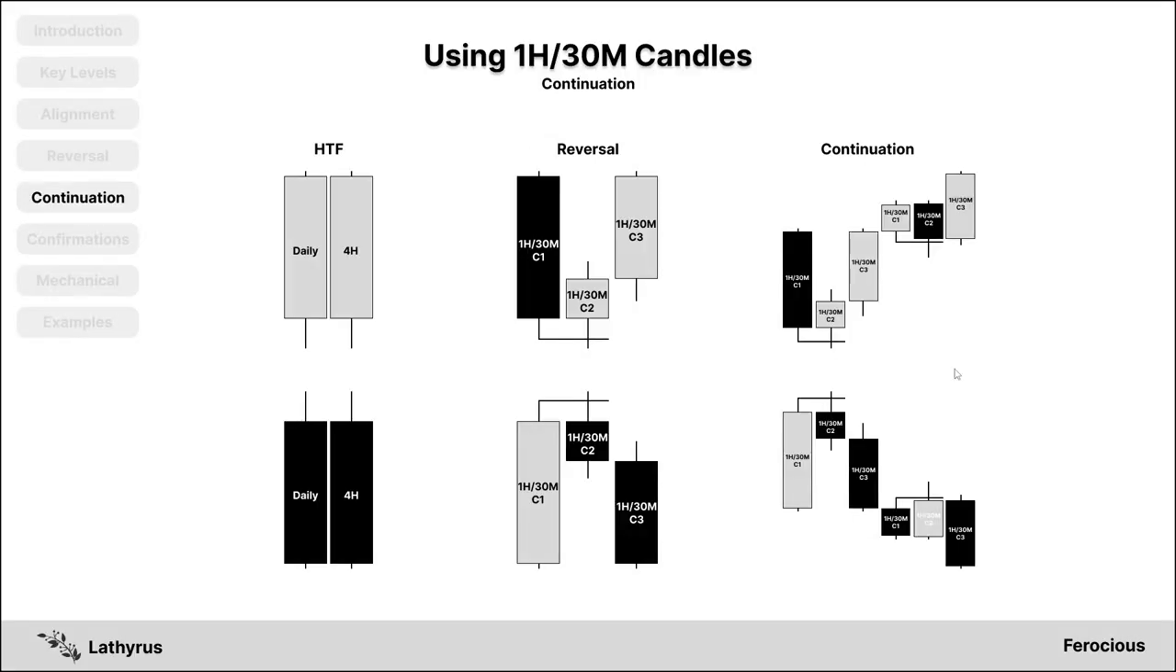So how do we actually engage in continuation trades? Once again, on the higher time frame, you want to be in an expansion candle on the daily and 4 hour. Same for shorts. We want to see a reversal form in this 4 hour wick, around the open or around the bottom part of this expansion.